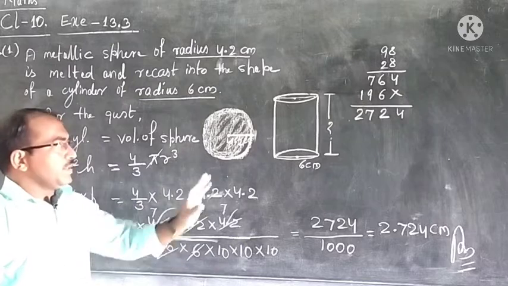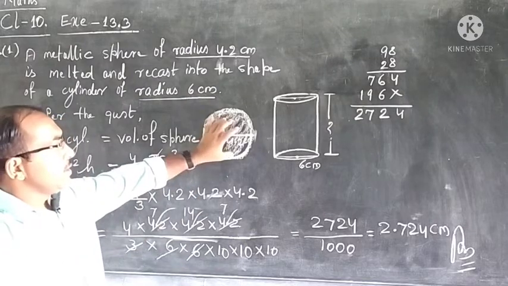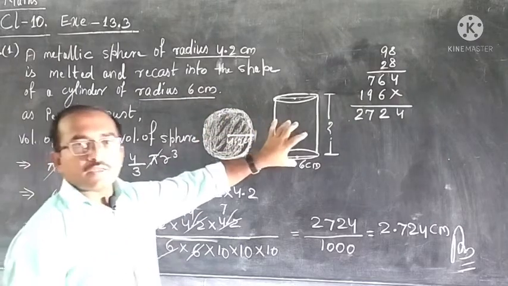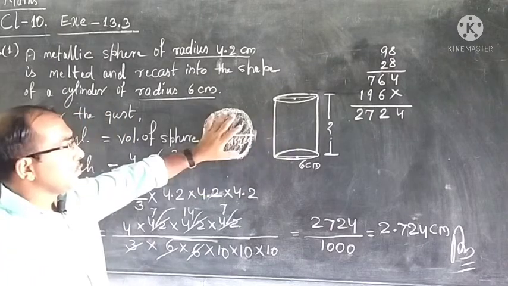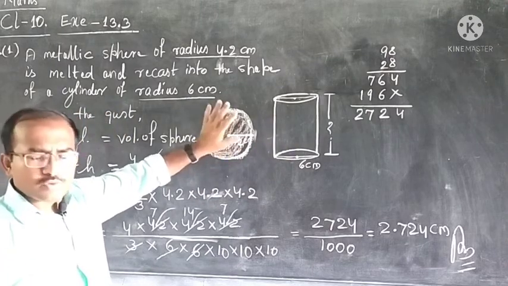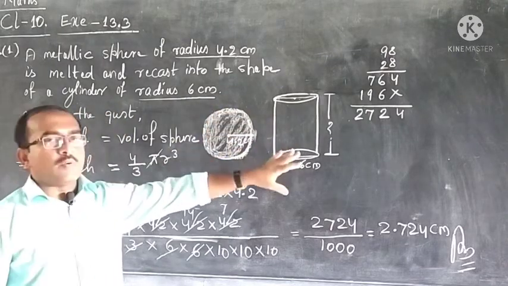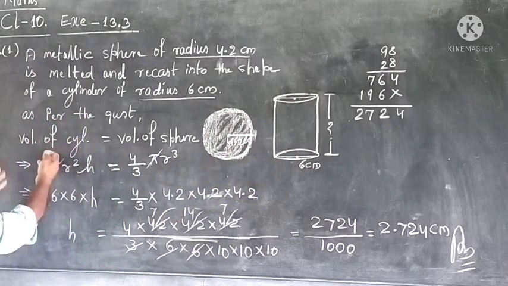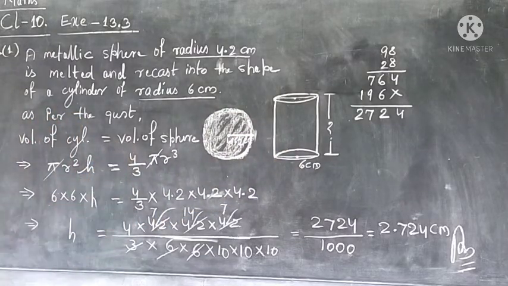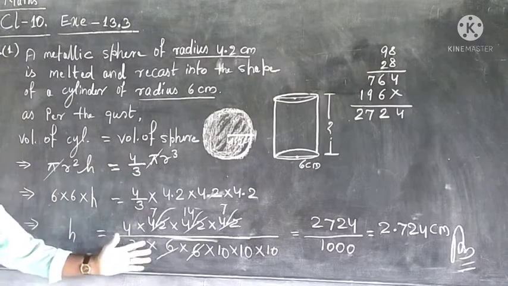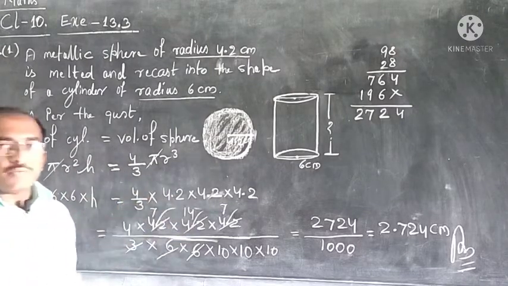Hope you have understood. This is very easy. The sphere is melted and recast into the cylinder. So, what amount of metal is in this sphere, the same amount is used. With that concept, the volume of cylinder is equal to volume of sphere. We used the formula and simplified, and we found the height of the cylinder.